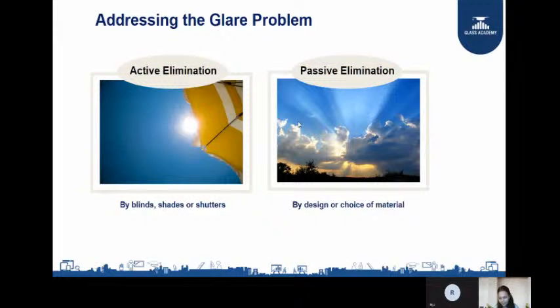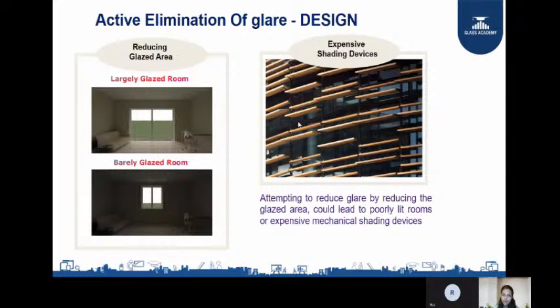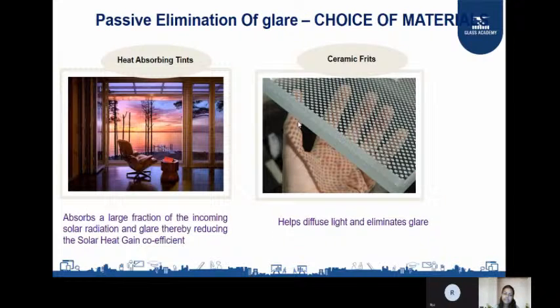You can reduce the glare by putting blinds or shades or shutters. Passive illumination is what you can do with the design or choice of the material. You can select a material which will give you the optimum light, which will reduce your glare problem. So these are some examples of the active elimination of glare: you can put blinds, or expensive shading devices, or reduce the glazing area.